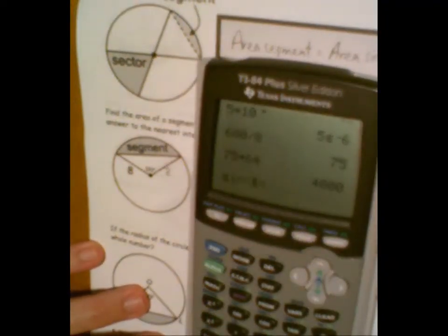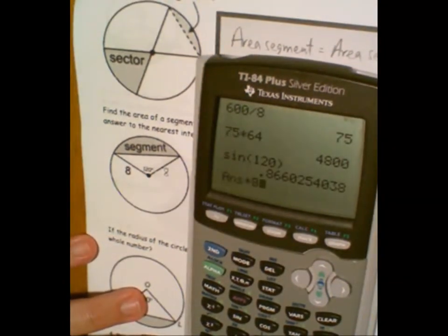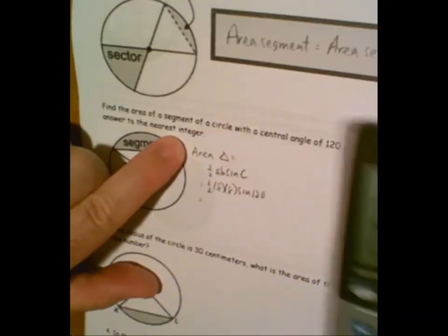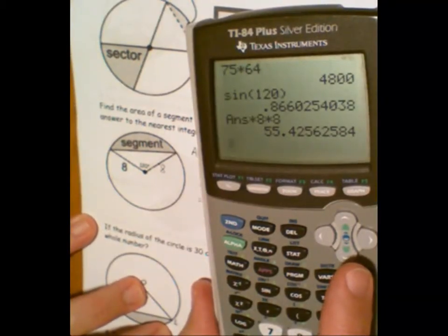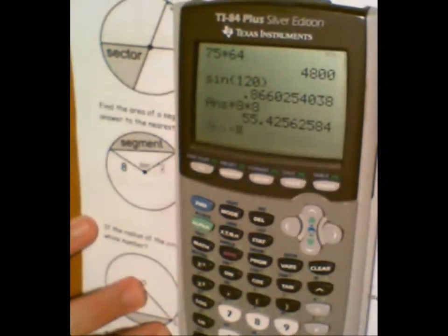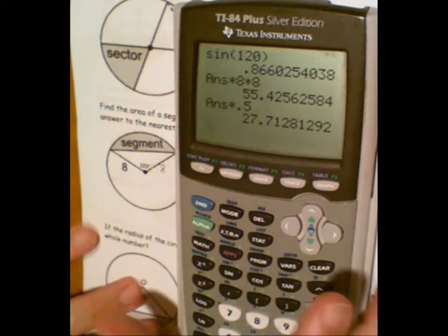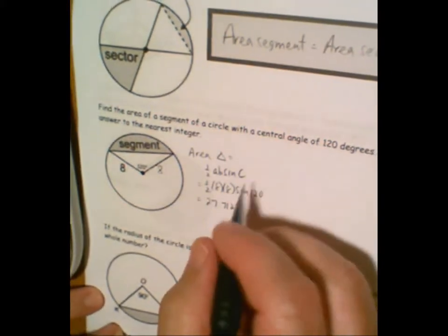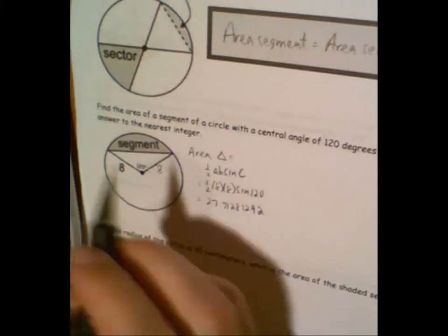The sine of 120 times 8 times 8 is that value. They want it to the nearest integer. So if we want to do it like that, it's 1/2 times 1/2 is equal to 27.7128. There's another way to do this.